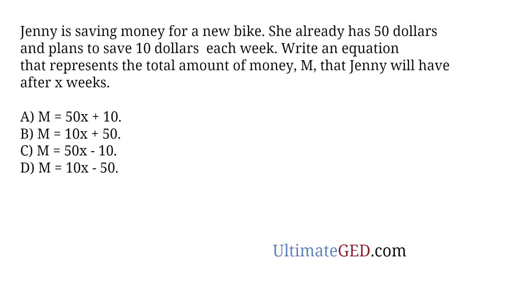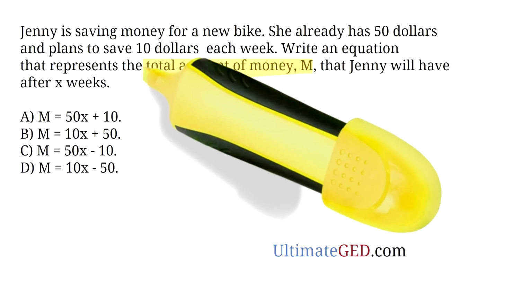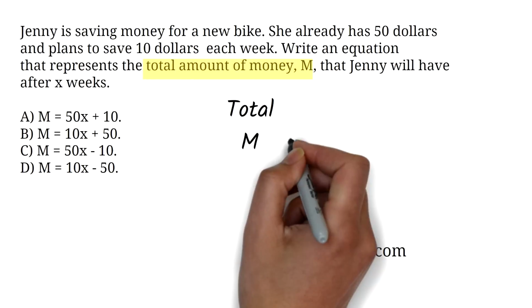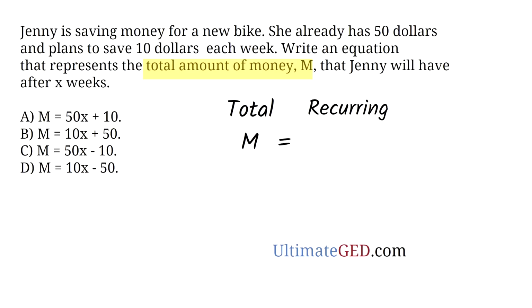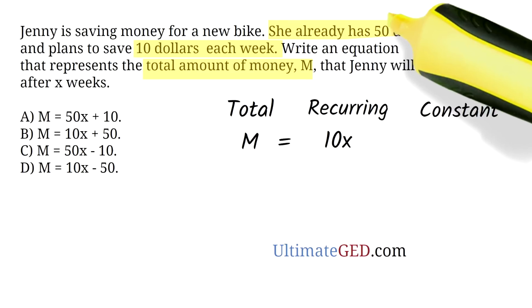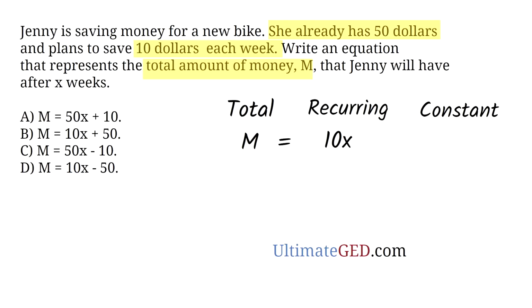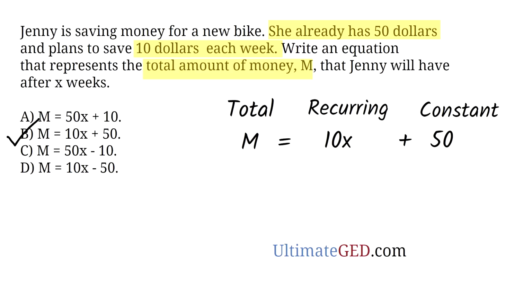For this question, there are 3 parts. The total. Here, we have been told it is M. So we have M equals. Next, we have the recurring. This is the value that keeps repeating. This is the value with the X. We have $10 each week, so this will be 10x. Then finally, we have our constant. Here, it is $50. Since she has the $50, we will have plus 50. Therefore, option B is the answer. M equals 10x plus 50.